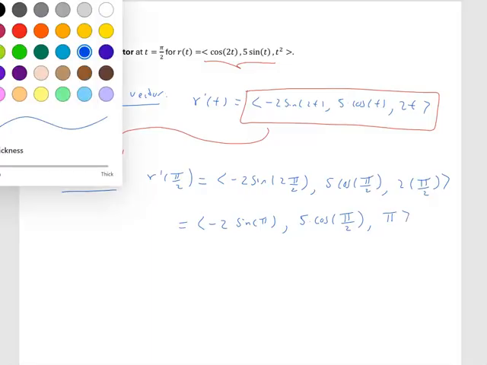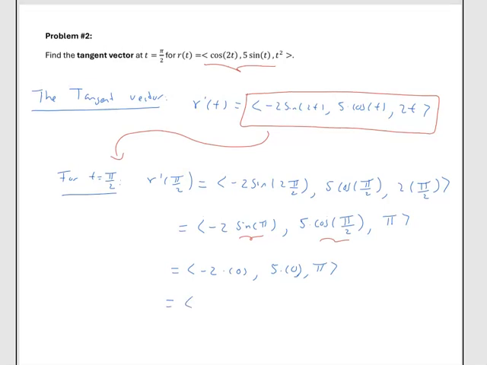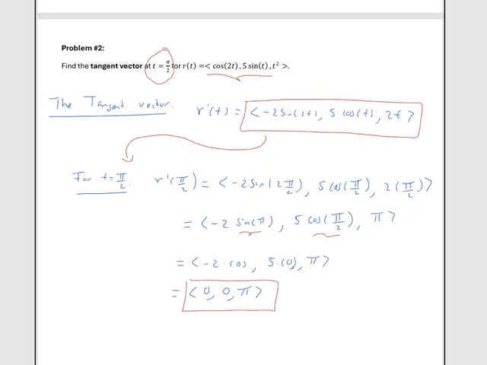And then remember that we're evaluating trig functions in radians. So our almost final answer is going to end up being negative 2 times 0, comma, 5 times 0, and then the value of pi. So we end up with 0, 0, and pi as the tangent vector. In this case, they want us to plug in a specific value of t equal to pi over 2. That's actually it for problem 2.